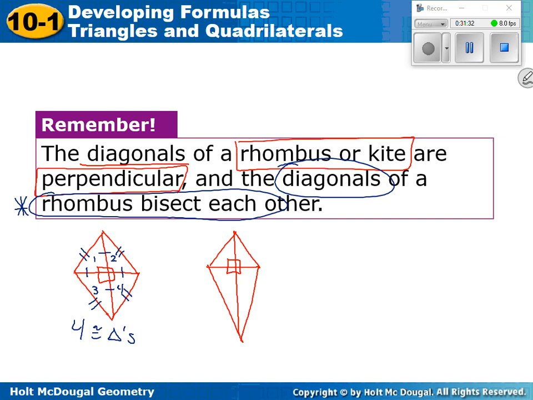In the kite, you only had two pairs of congruent sides. So how many pairs of congruent triangles did you have? Two. Two pairs. The top two where they have the same side, and then the bottom two. So in this one you had two pairs of congruent triangles. And only one diagonal got bisected. This one.